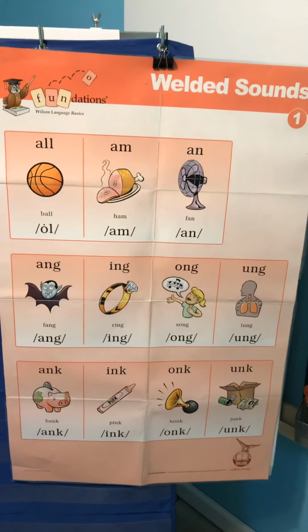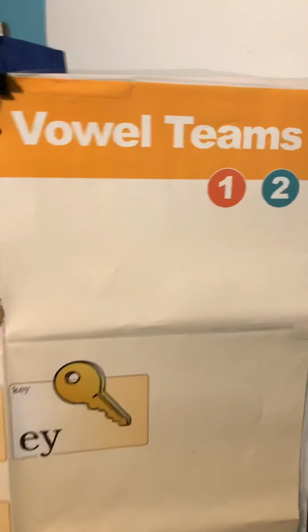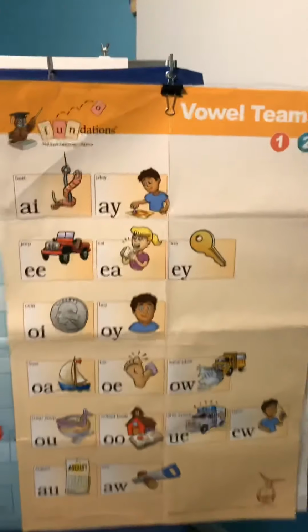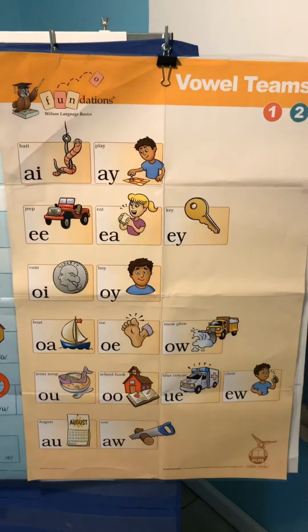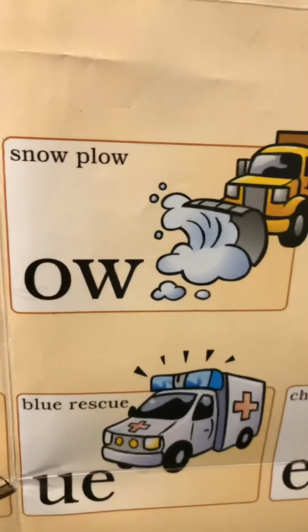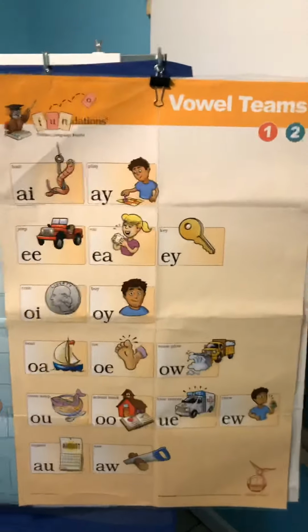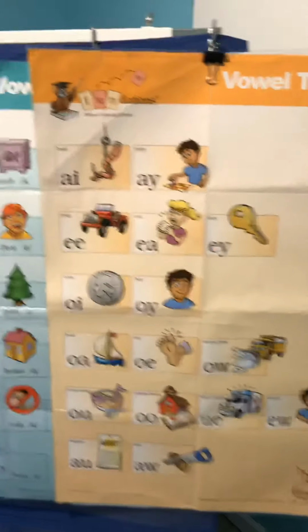Here are some more posters. This is the Vowel Teams poster, and this one's used in first and second grade. Basically, vowel teams are two letters that together make a vowel sound. So they're not necessarily two vowels, even though many of them are, but some of them are not, but they work together to make a vowel sound. So these are drilled and taught in first and second grade.